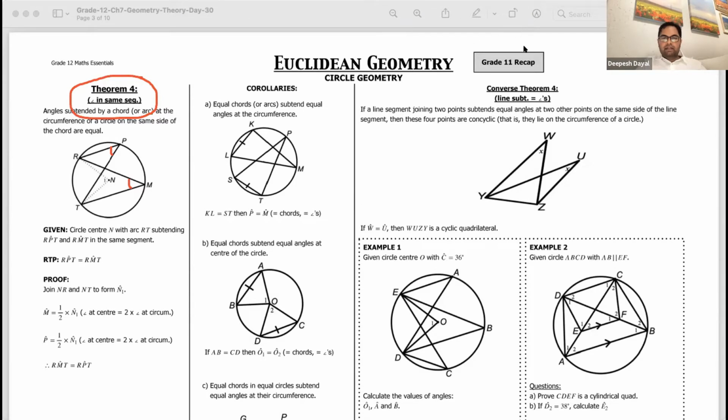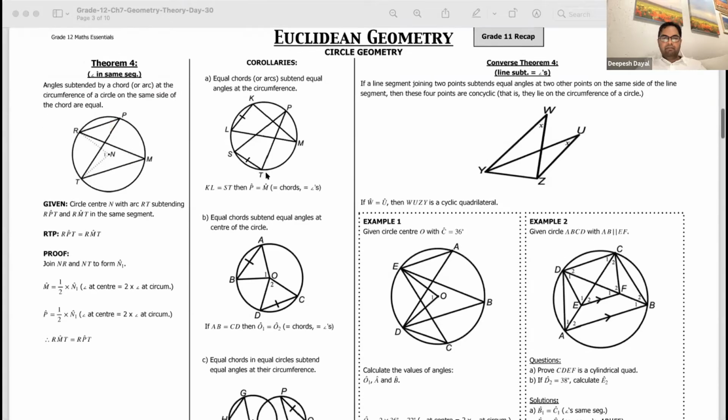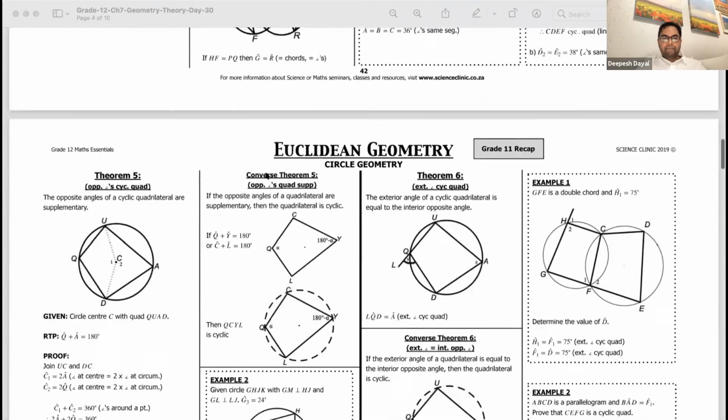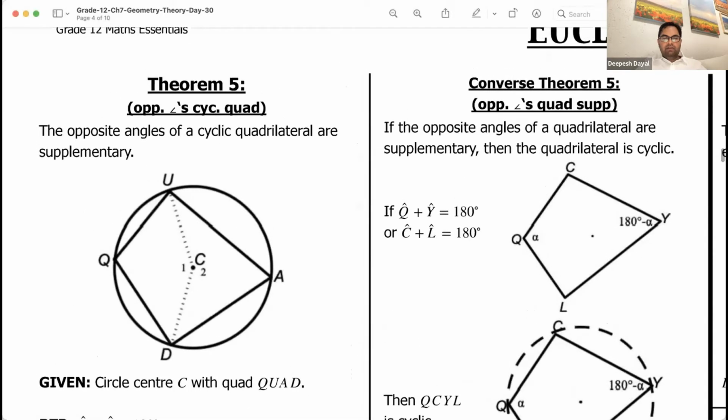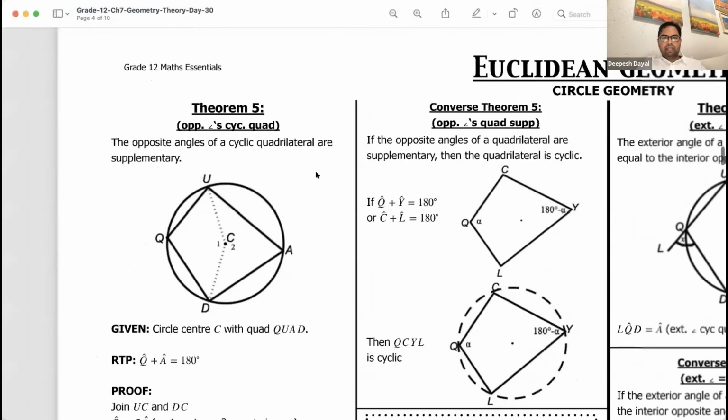And then we get theorem 5. Opposite angles of a cyclic quadrilateral are supplementary. So the opposite angles of a cyclic quad equal 180 degrees. So this and this is 180, and we have this and this equals 180. Opposite angles of a cyclic quadrilateral are supplementary, or equal to 180.